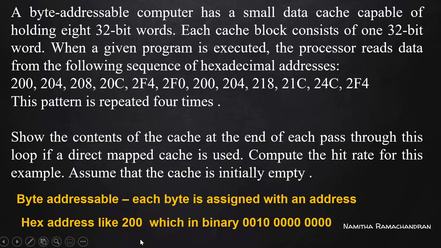For this particular address, its binary representation is this. In total, how many bits are required here for representing this particular byte address? 4 plus 4 plus 4, 12 bits. That means the physical address representation requires a total of 12 bits. So the question is, we need to perform the direct cache mapping here for the given address sequence.